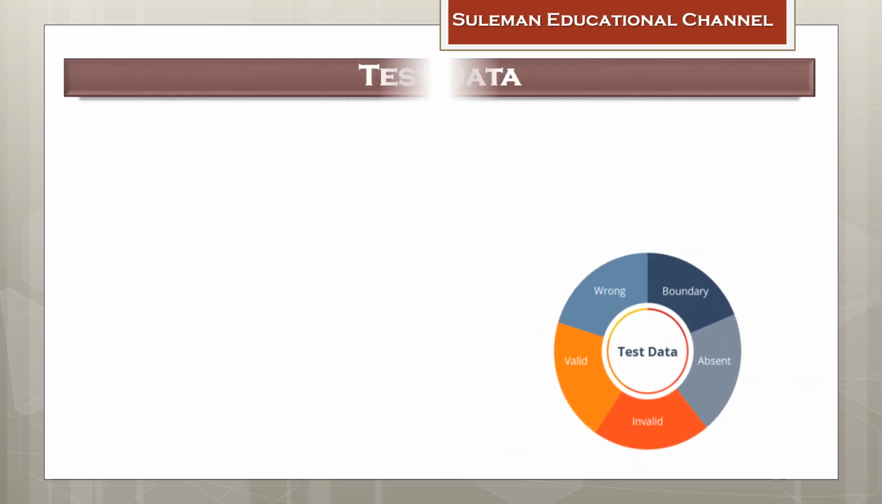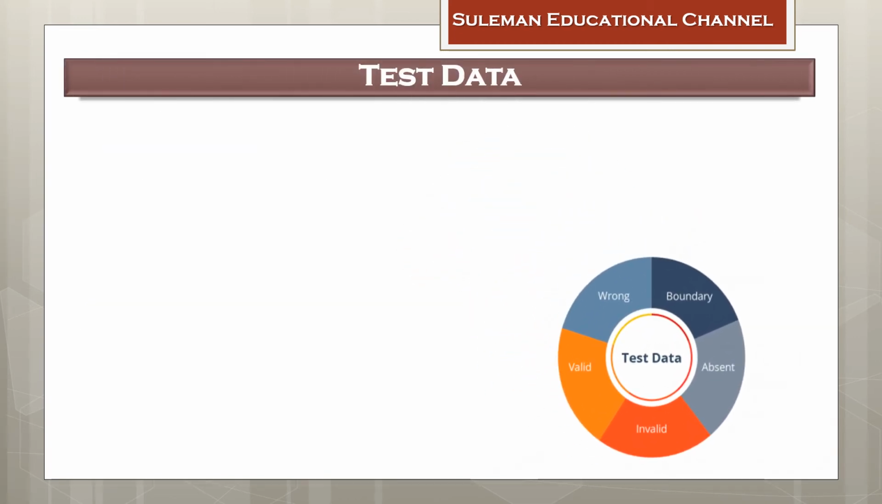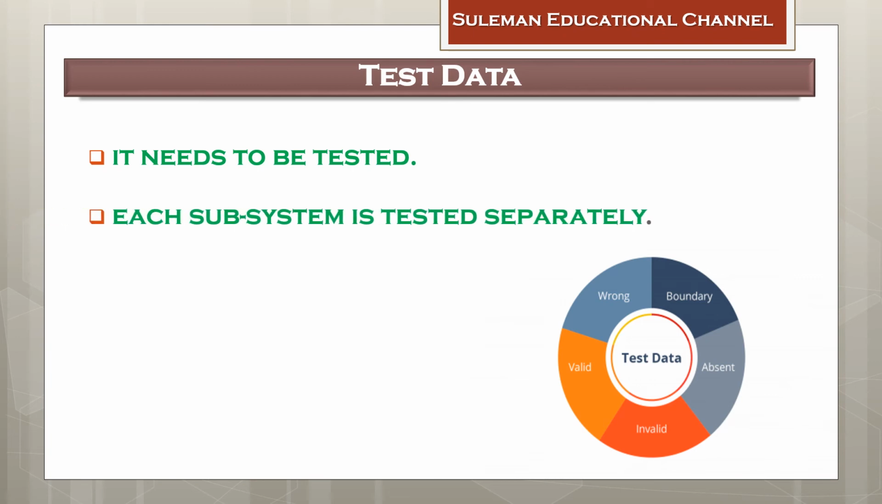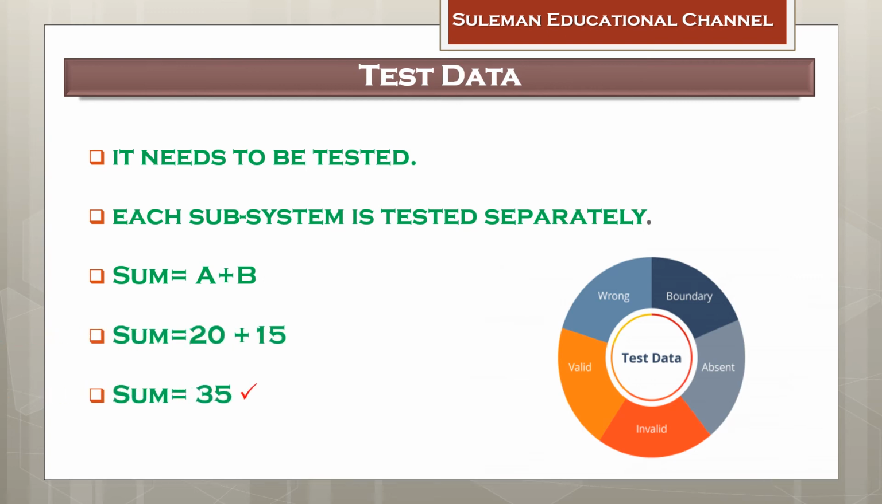Now in this part, we are going to discuss about test data. In order to determine whether a solution is working as it should, it needs to be tested. Usually before a whole system is tested, each subsystem is tested separately. For example, sum equals a plus b is a statement. So we know after adding 15 and 20, the answer should be 35. If the answer is incorrect, then there is an error. It might be an error in the equation or program.